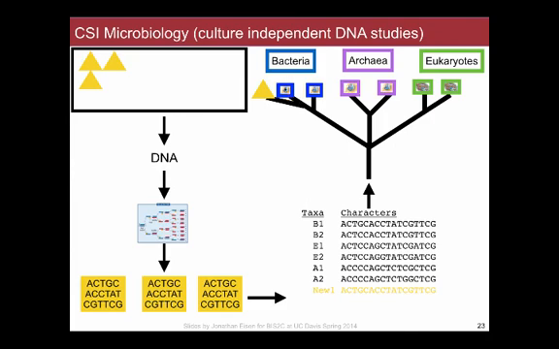Let's just say that this is a cyanobacterial branch. That now tells you that that organism in that environment is a cyanobacteria. Any questions about this? General picture makes sense?